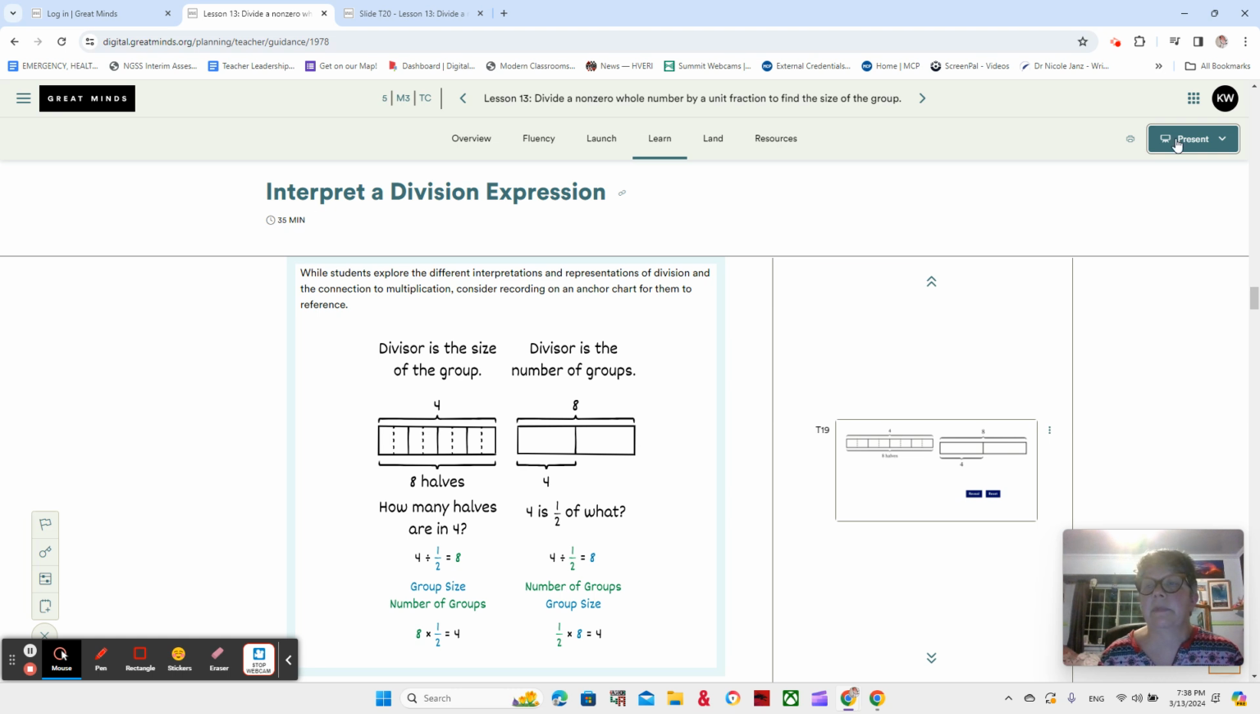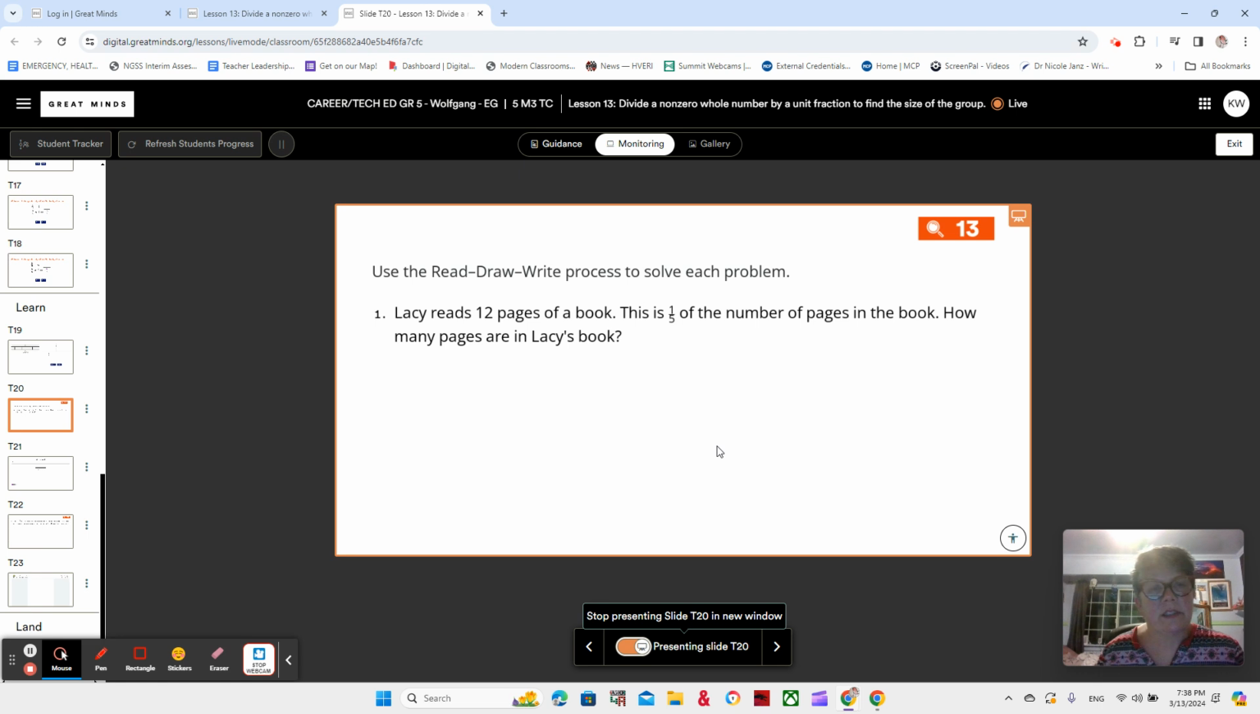Let me just pull up the slide for number 1. So Lacey reads 12 pages of a book. This is 1/5 the number of pages in the book. How many pages are in Lacey's book? Okay, so always we ask, what can we draw to represent the problem so far? Can we draw a tape diagram that represents 12 pages?